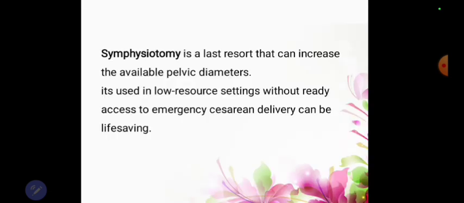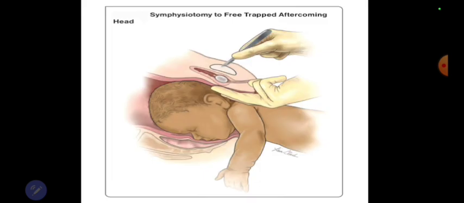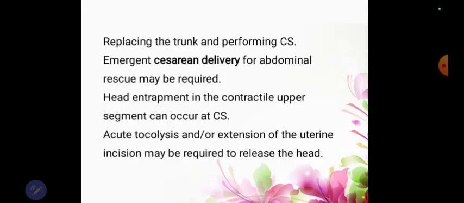Symphysotomy is the last resort that can increase the available pelvic diameters. It is used in low resource settings without ready access to emergency resection. It can be life-saving. Symphysotomy to free the trapped after-coming head, replacing the trunk and performing cesarean section.